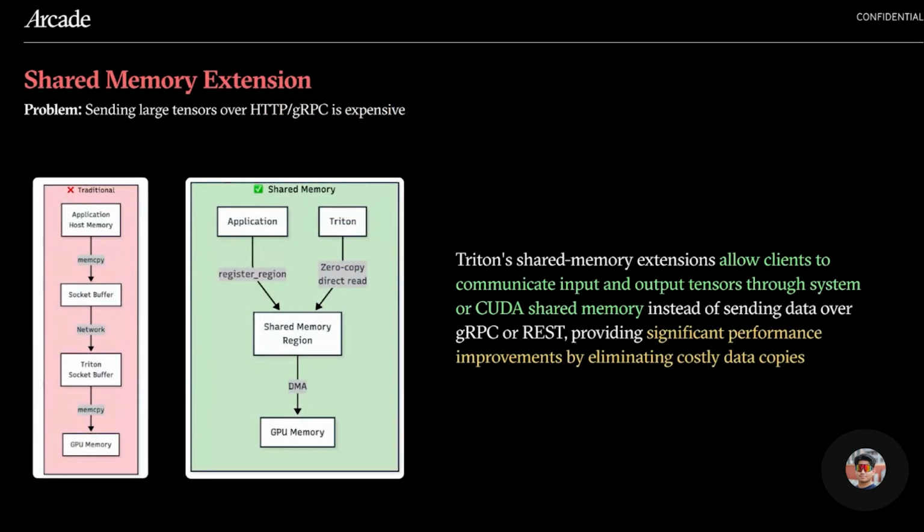Now let's talk about shared memory extensions. We can talk about zero copy, which is like the fast path as well. And the problem here is sending large tensors over HTTP or gRPC is expensive. And Triton's shared memory extension allows clients to communicate input and output tensors through system or CUDA shared memory instead of sending data over gRPC or REST, which provides a significant performance improvement by eliminating costly data copies.